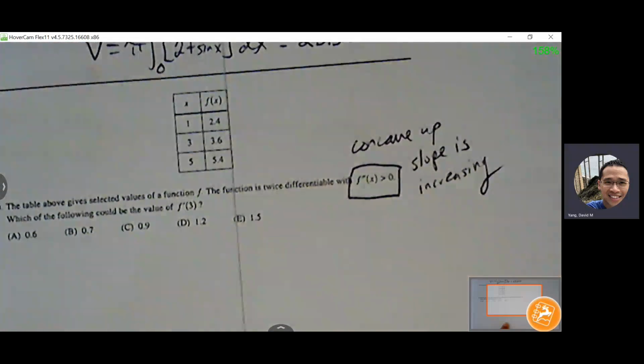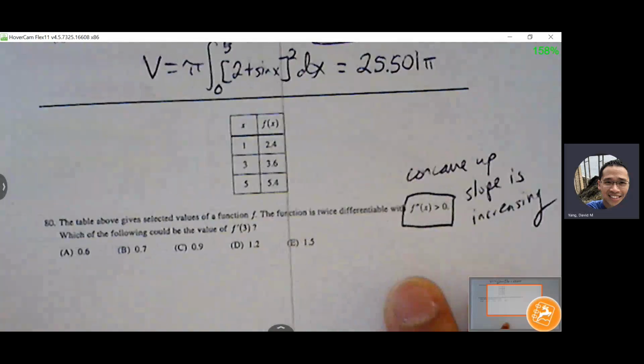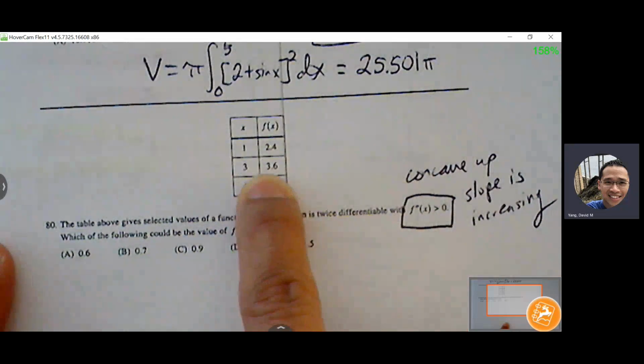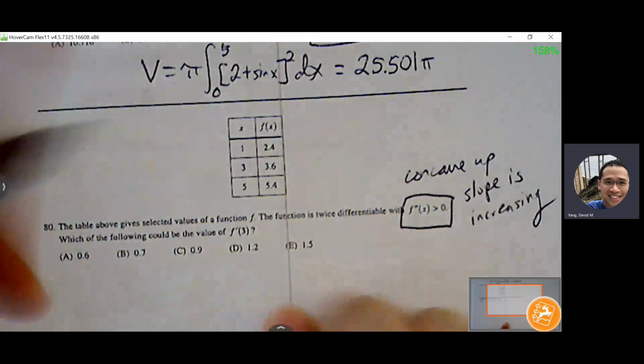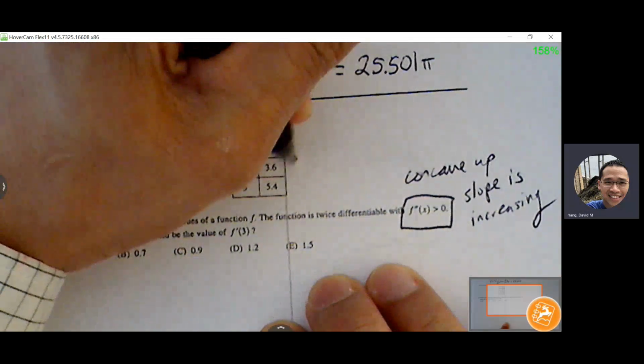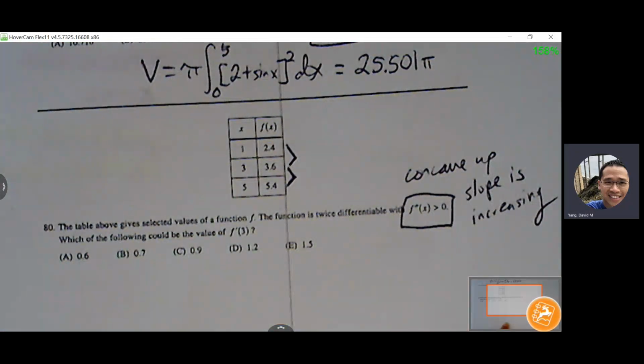Which of the following could be the value of f prime of 3? Okay, so we want to know what could be the slope at 3. Well, best we can do is find the slope between the endpoints, or between each of the ordered pairs, and see what we get. So we do change in y over change in x.